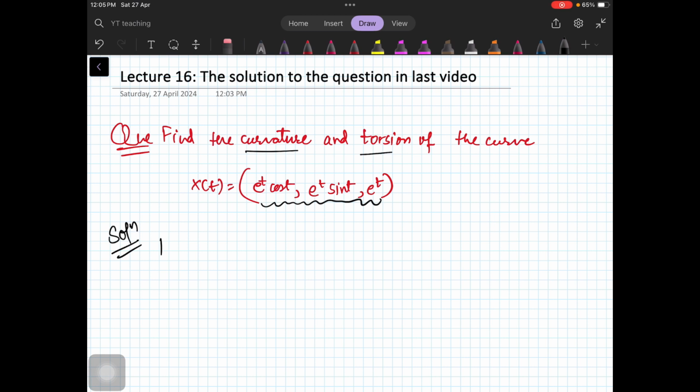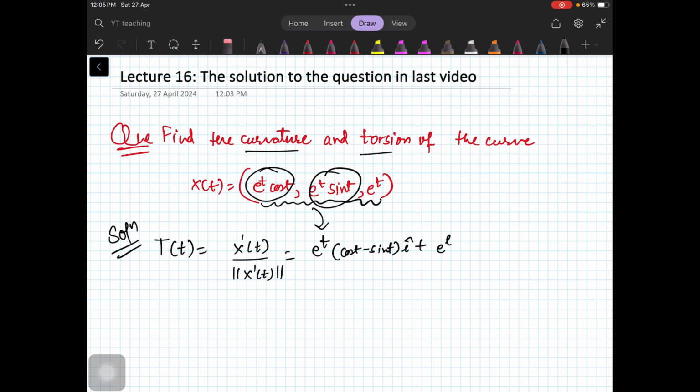We are going to get our unit tangent vector first, which is going to be x prime t divided by the modulus of x prime t. So x prime t, you have to differentiate it. You'll be using the product rule here. You'll get e raised to power t (cos t minus sin t) i cap, and here you'll get e raised to power t (cos t plus sin t) j cap, and here you'll get e raised to power t k cap.